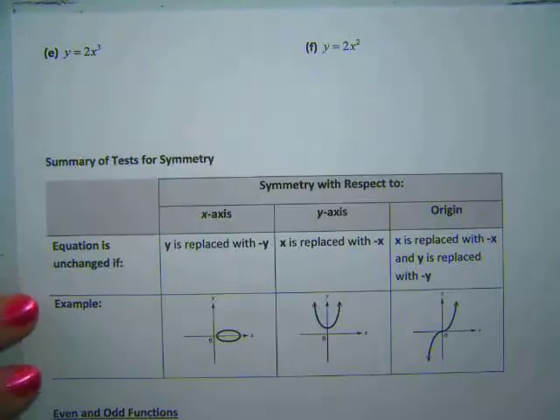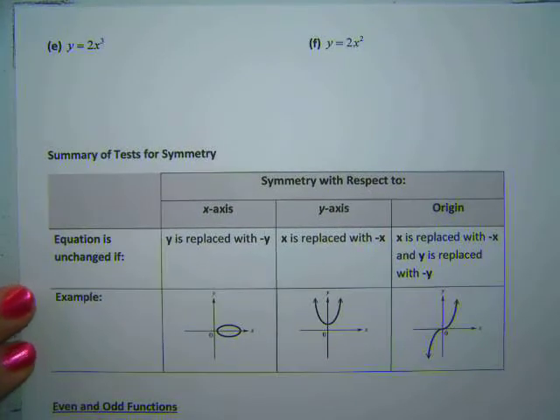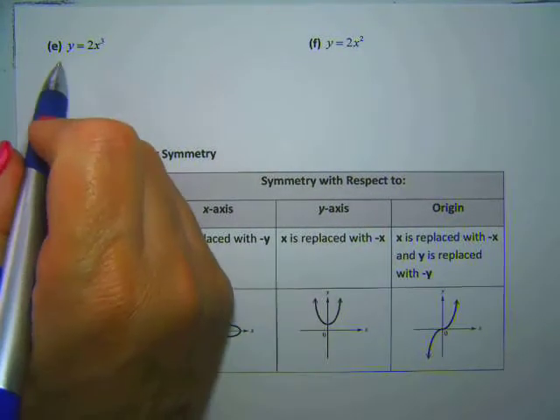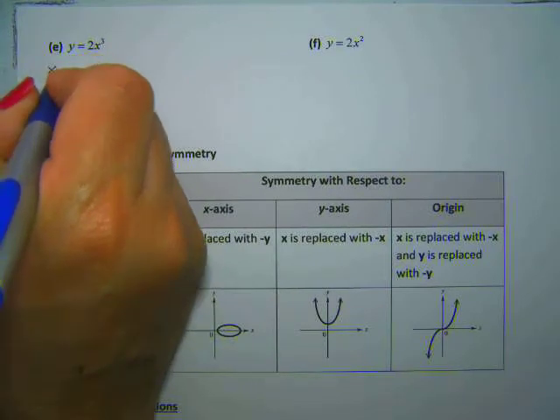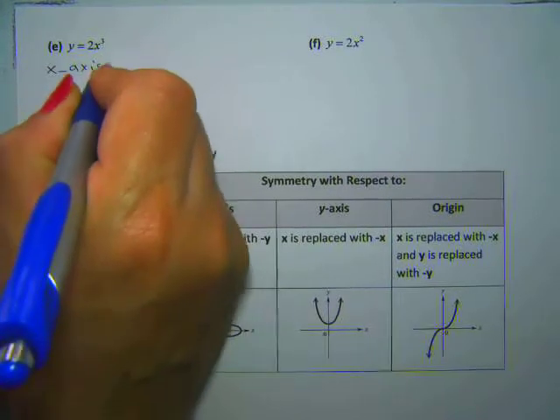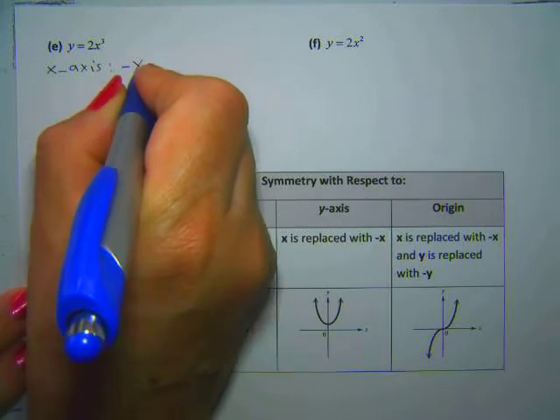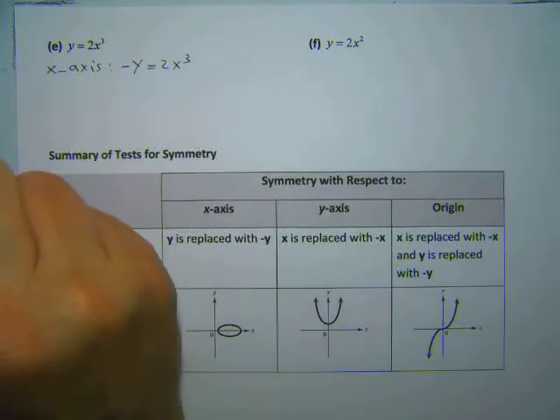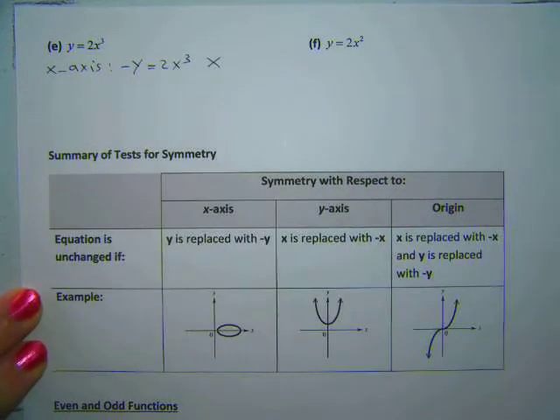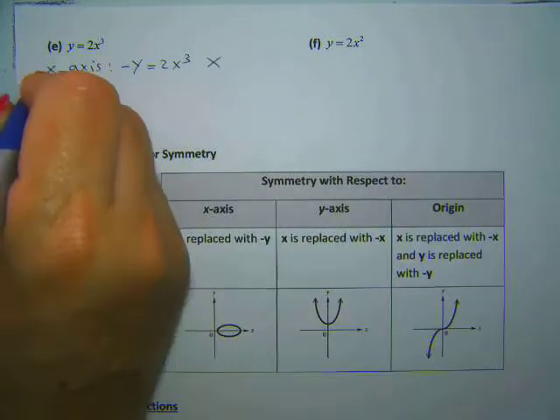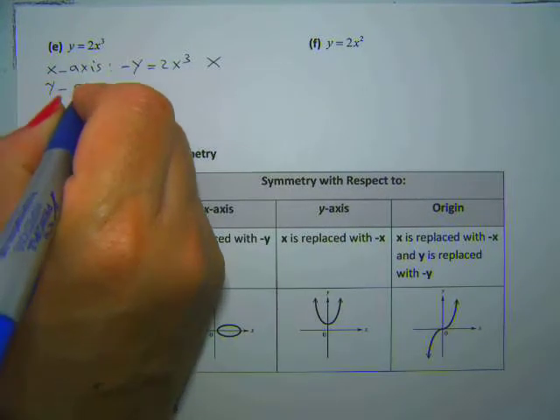Let's see the next one. Let's check x-axis symmetry. Replace y with -y. These are definitely not equivalent. Let's test the y-axis symmetry.